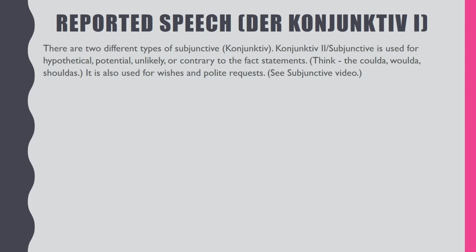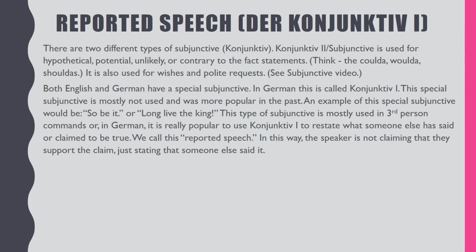See the subjunctive video. Both English and German have a special subjunctive. In German, this is called Konjunktiv I. This special subjunctive is mostly not used and was more popular in the past. An example of this special subjunctive would be, so be it, or long live the king.